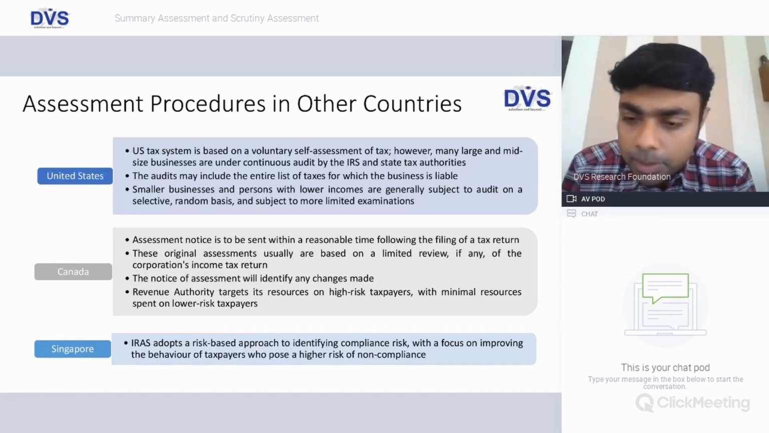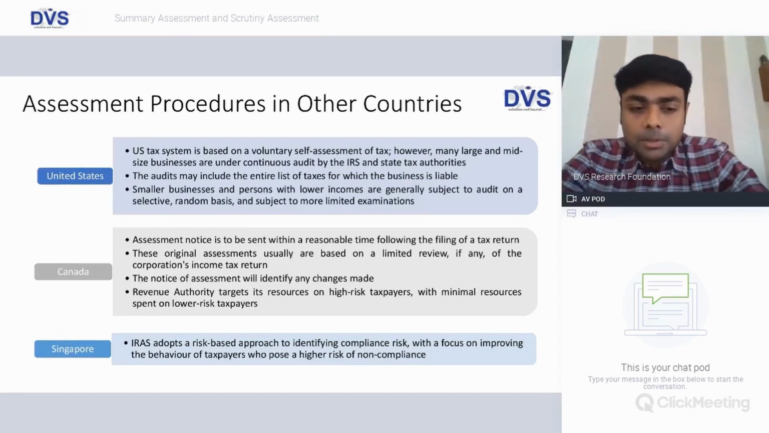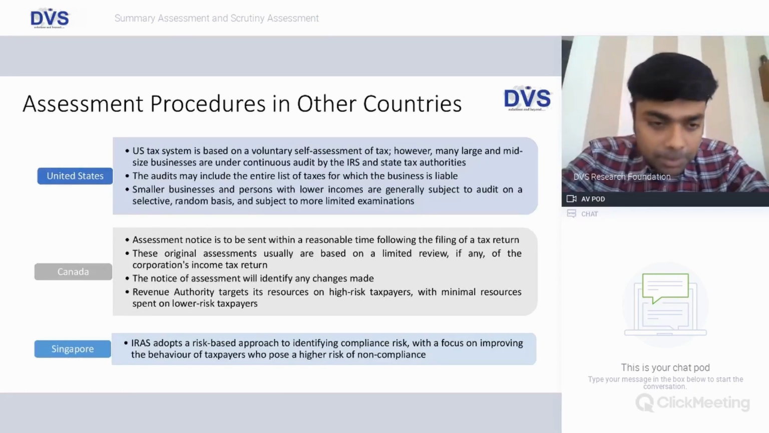In Canada, the assessment notice is sent within a reasonable time. Original assessments are usually based on limited review. The notice of assessment will identify any changes made. The Revenue Authority targets its resources on high-risk taxpayers, with minimal resources spent on low-risk taxpayers.